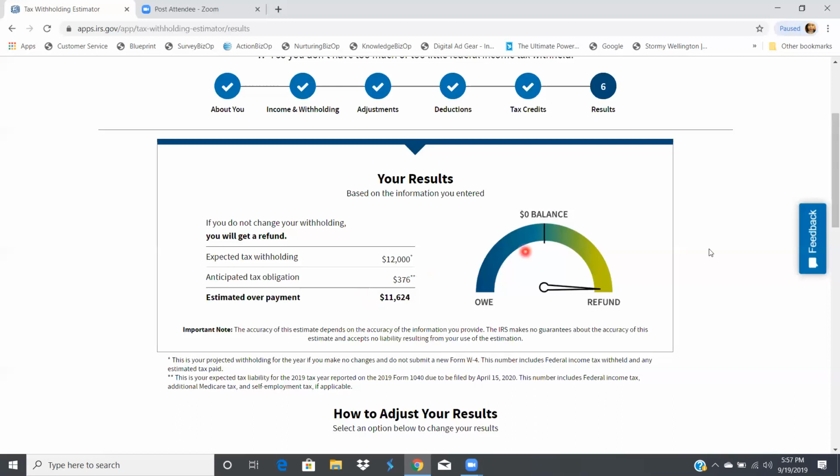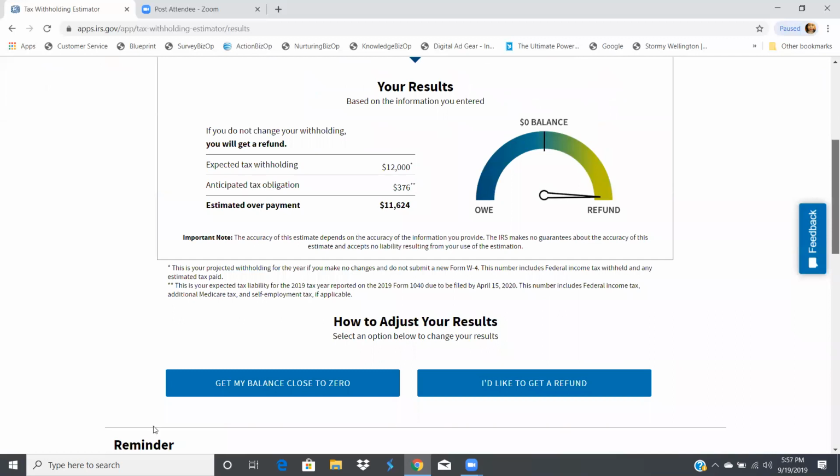So here's what it tells you to do next. It asks you, so what do you want to do? The first option is get my balance close to 0. What that means is I want to adjust my W-4 and make sure that I break even. I don't owe the IRS, but I want all my $11,000. Now, the second option is I just want a refund check. In that case, don't adjust your W-4, let them take the $11,000 out, and hopefully you get some of that back come tax time, okay?